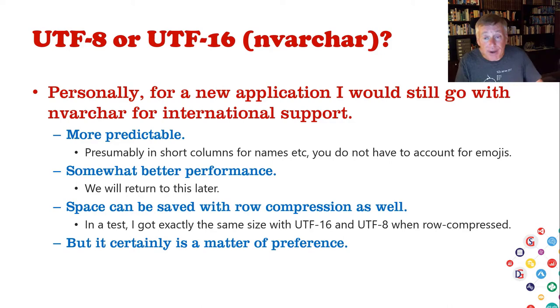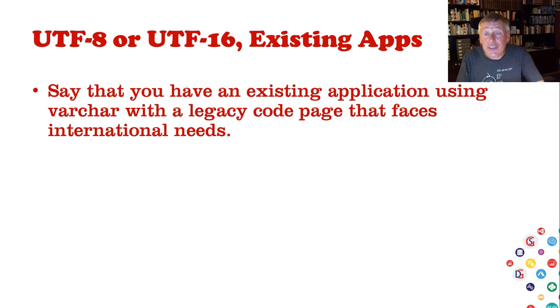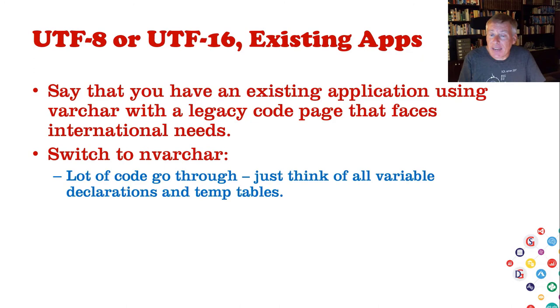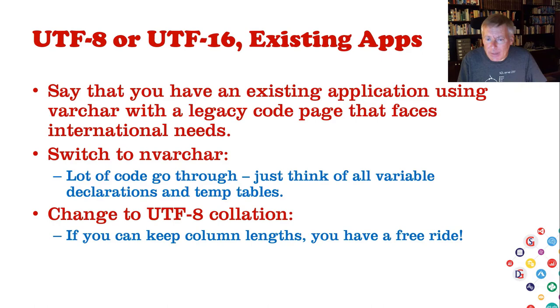Now let's say you have an existing application that uses varchar with a legacy code page, and now you find, wait a minute, we need support, because let's say we have bought a company in Romania, and we need to support Romanian data. We are based in, let's say, Spain, with a different code page. So switching to NVarchar, well, first of all, I'd change all the tables, but it's a lot of code to go through, all variable declarations, temp tables, etc. Oh, that doesn't sound fun. Now, UTF-8, well, you still have to alter all tables to fix the collation, but if you can keep the column lengths, well, you have a free ride.